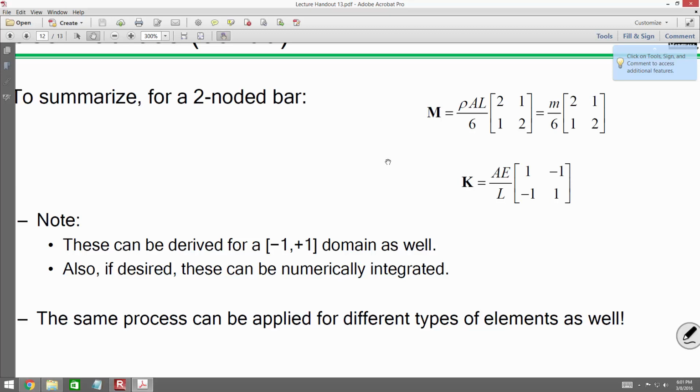Make sense? All right, that's all I have for you all today. Next time we'll actually take this approach and calculate natural frequencies of beams using finite elements, and it's pretty straightforward. Everybody good? All right, that's all I got.